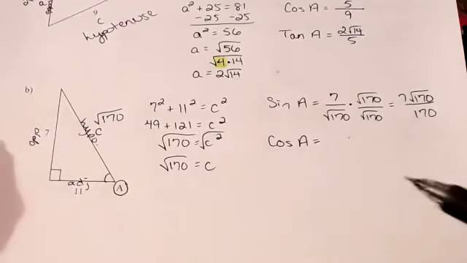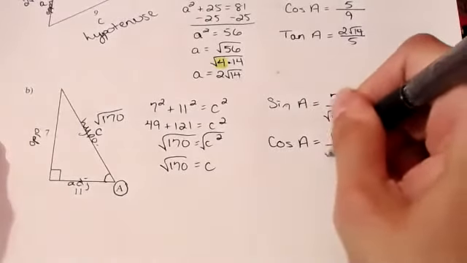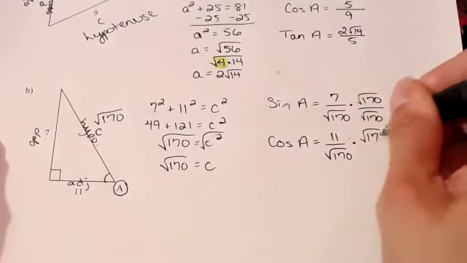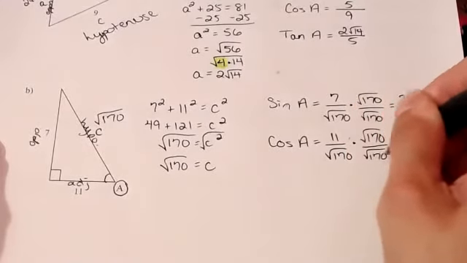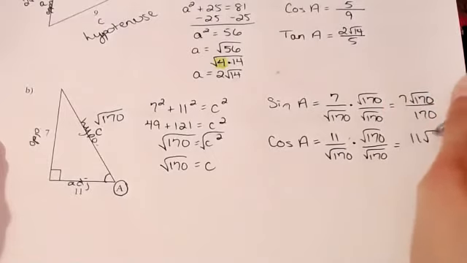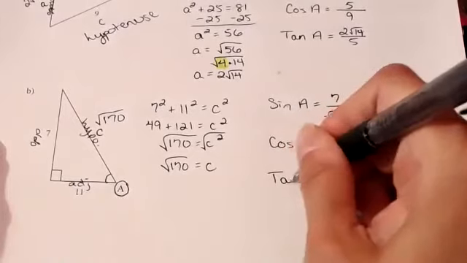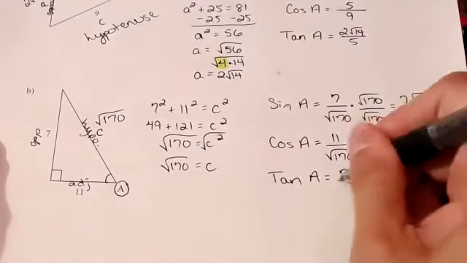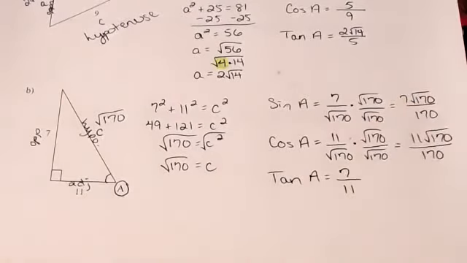Cosine of A is adjacent over hypotenuse, so 11 over the square root of 170. Rationalize it, of course. And our final answer is 11 times the square root of 170 over 170. And then we want the tangent of A, which is opposite over adjacent. So that's going to be 7 over 11. And you're done. All right.